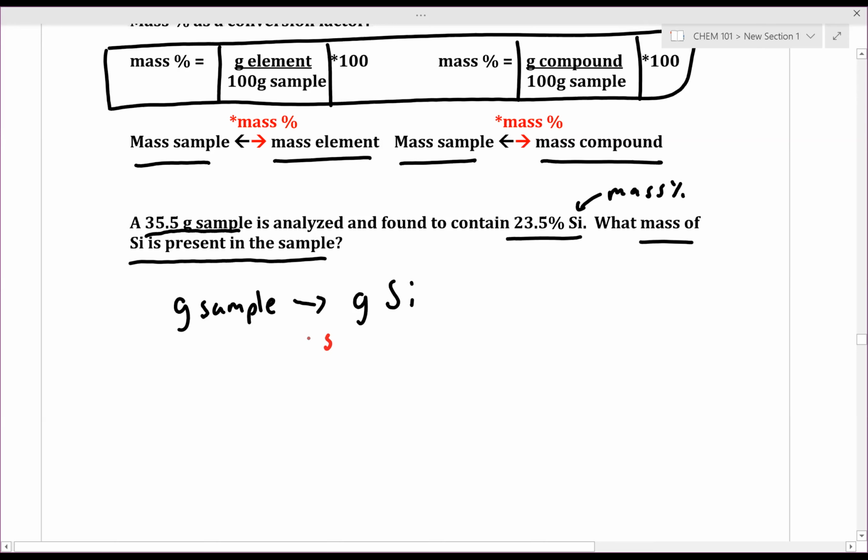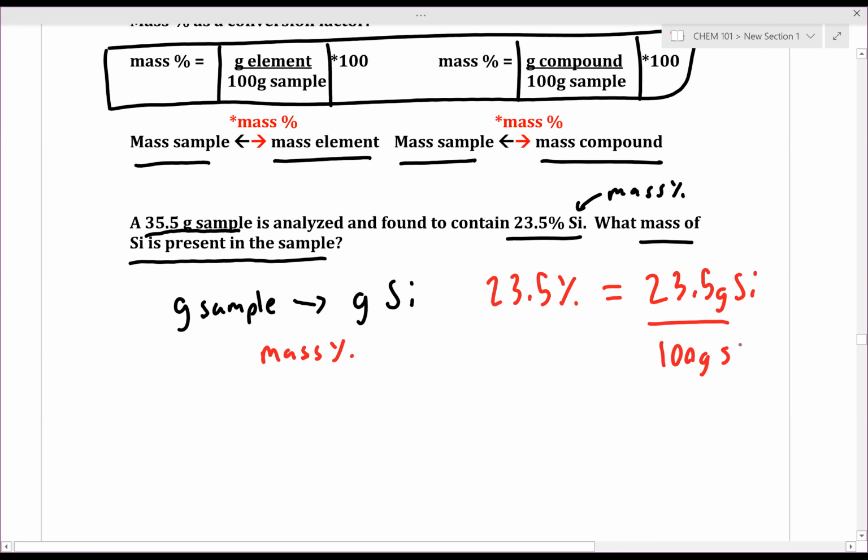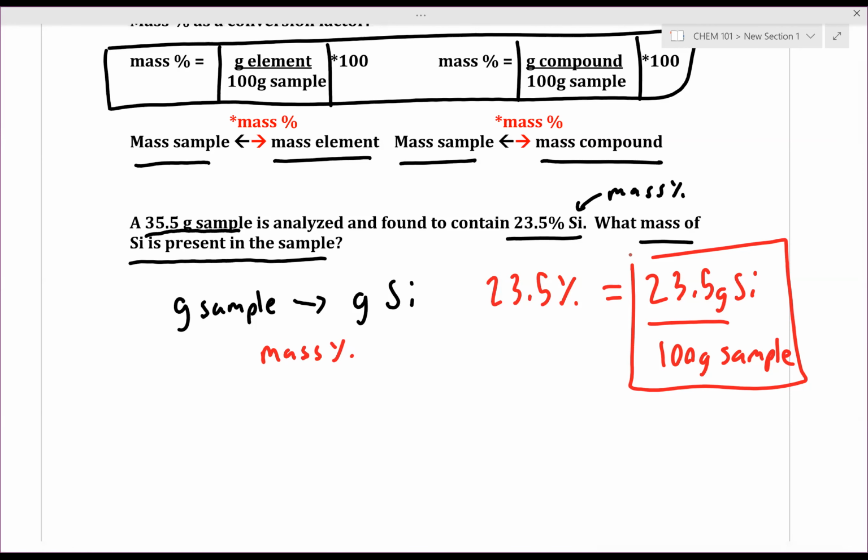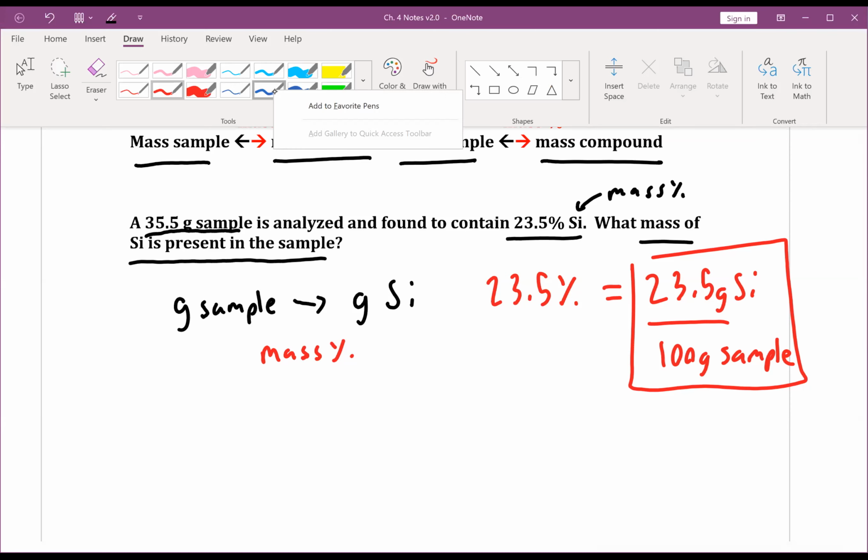Let me write this a little more clearly. Now, we know that this sample is 23.5% silicon by mass. So let's try to write this in conversion factor form. So we know that we have 23.5 grams of silicon per every 100 grams of sample. And this is the conversion factor that we'll be using. Does that make sense? Okay. So then now that we have this information established, let's just execute on that.